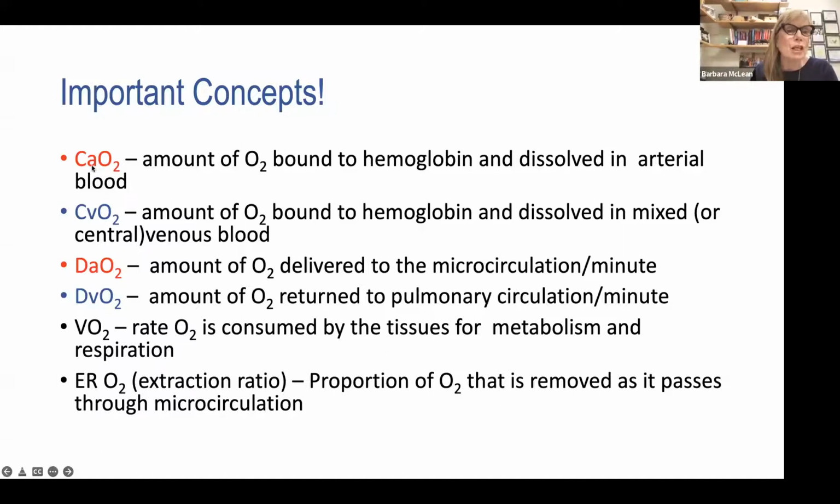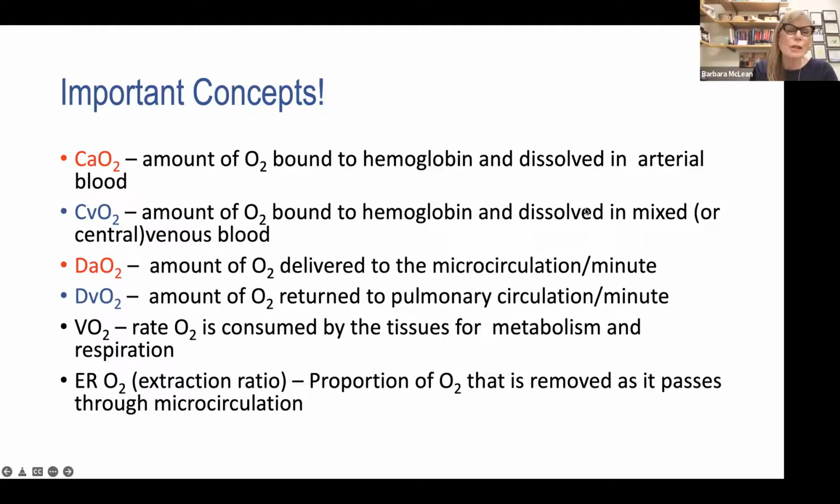So first of all, you see the letter A, that always means arterial. Capital C, CaO2, is content of arterial oxygen, which is a calculation of total oxygen based on oxygen bound to hemoglobin and dissolved. So that would be your SaO2 and your PaO2. CvO2, big C means content, and of course V is venous: the amount of oxygen that is bound to the hemoglobin and dissolved in the mixed or central venous blood. So your SvO2 and your PvO2, that's all.